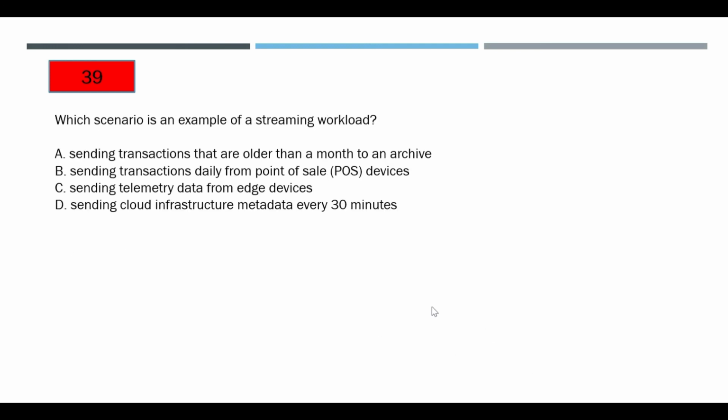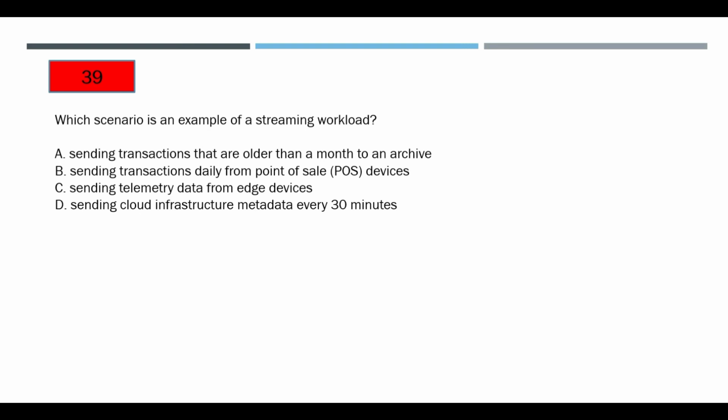Let's see the next question. So here we need to spot the streaming workload. Let's scan through the options. Option A, sending transactions or the older transactions to an archive. This is an example of archiving, which usually operates in a batch window. Streaming is related to real-time streaming. Streaming doesn't operate in batches. It is always real-time. So option A is not a case for real-time because you can archive it anytime, any day, and you do not have a requirement of real-time archiving.